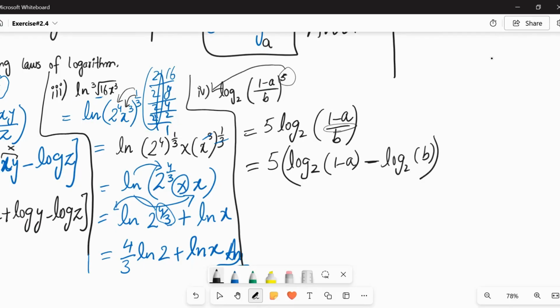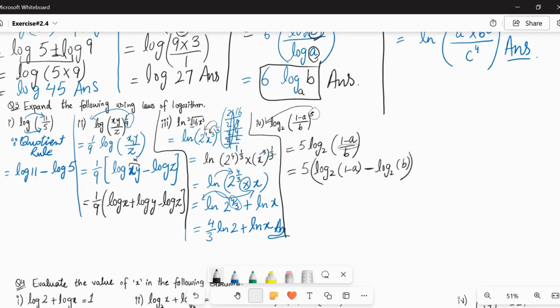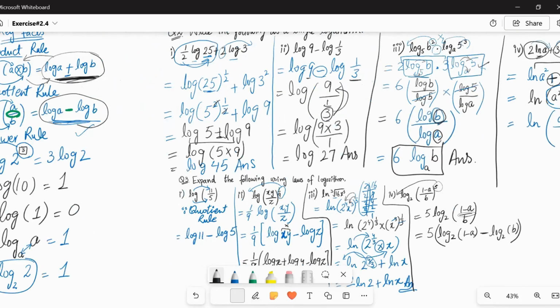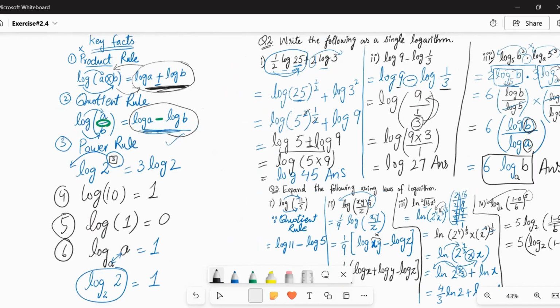Okay, easy. You just have to use the properties and expand them, okay? Just keep these key facts in your mind to solve these types of questions.